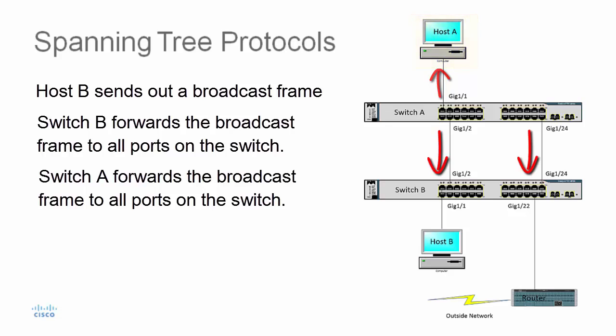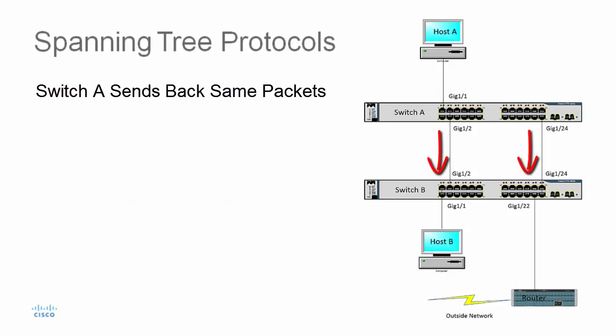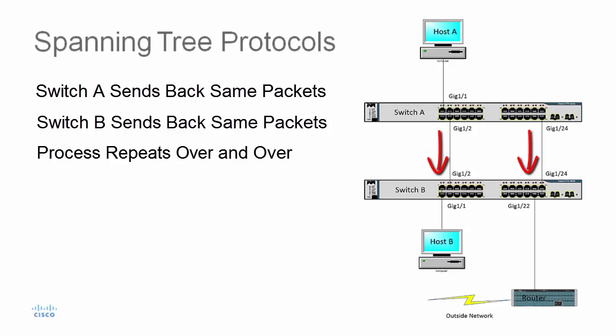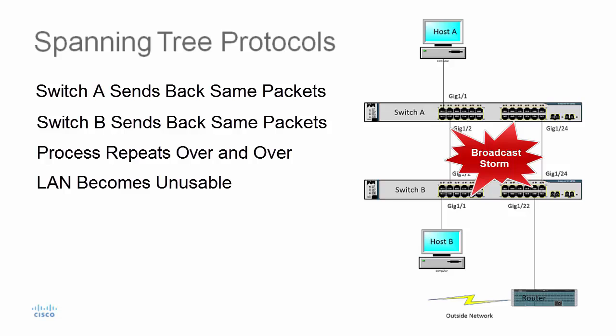However, note that switch A is sending back the same packets to switch B. Switch B will then send the same packets back to switch A, and the process repeats itself over and over, on and on, very quickly. This creates a broadcast storm, which is a major problem for any layer 2 switch network. The entire LAN will become literally unusable, as the switches will waste all their time sending the packets around in a loop over and over without the capacity to forward any productive traffic.